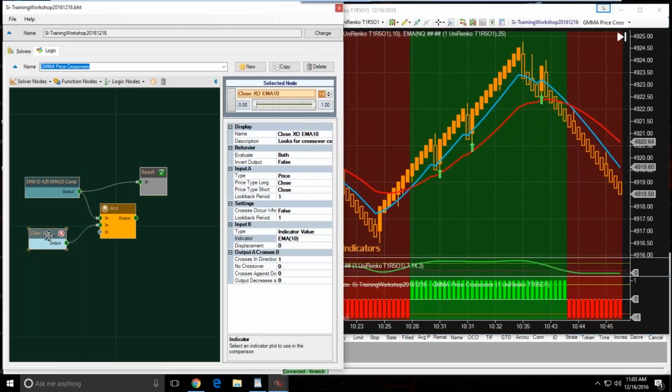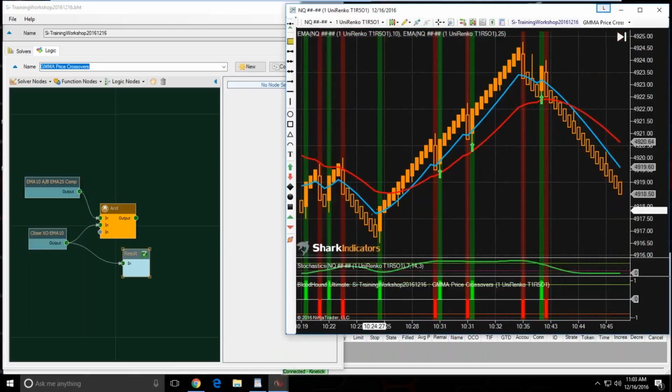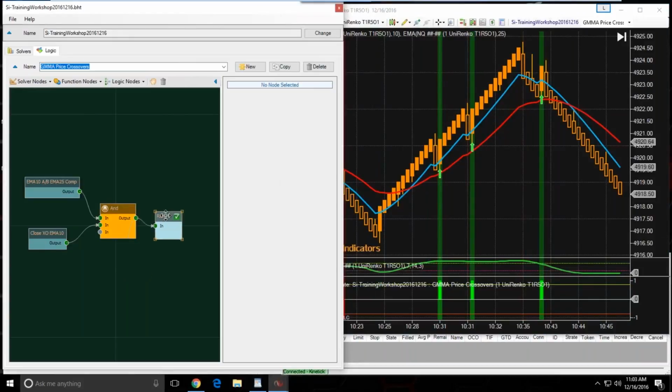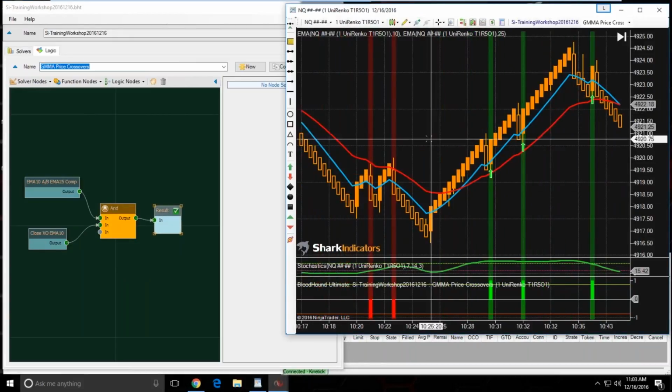And then the second solver here just identifies the bars crossing the faster moving GMMA lines there. And then you put them both together and they filter each other out, just like so.